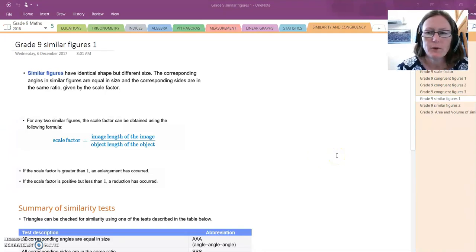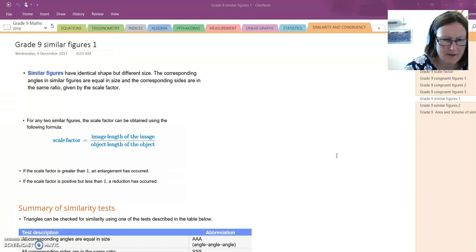Okay, now we're going to look at similar figures. Similar figures have identical shape, but not size. The corresponding angles in similar figures are equal in size, but the corresponding sides are in the same ratio given by the scale factor. The scale factor is listed down here.